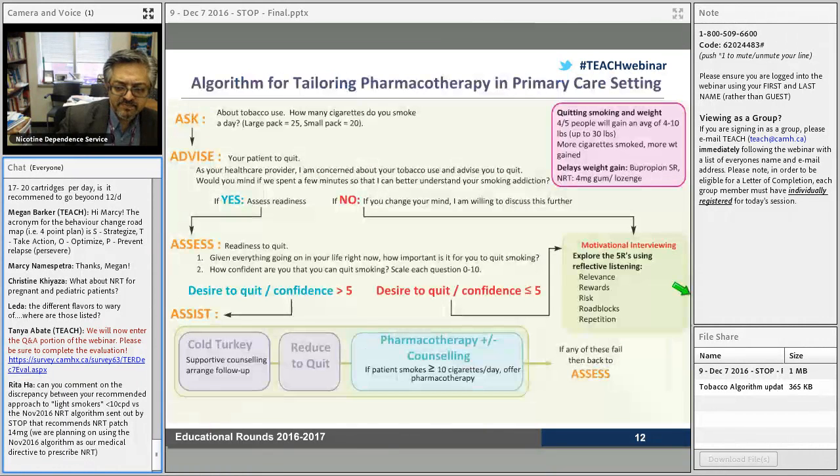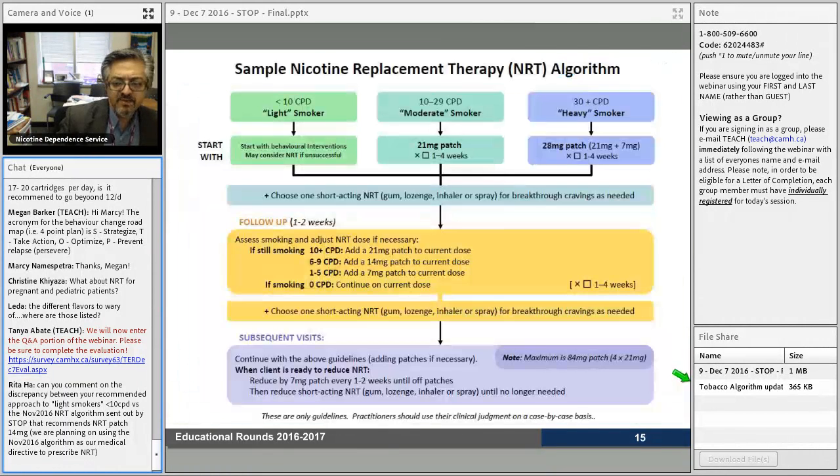Are you going to put it up? Yeah, just trying to find the slide. It should be one after that. Here it is. Okay, so the question is, can you comment on the discrepancy between your recommended approach to light smokers, less than 10 cigarettes a day, versus the November 26th NRT algorithm sent out by STOP that recommends NRT patch 14?